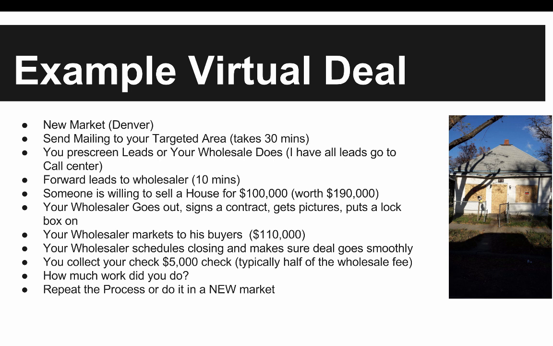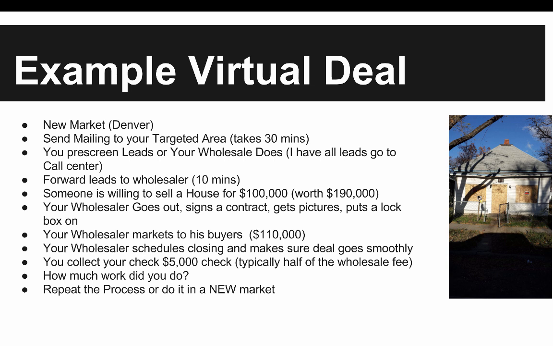And what you do is you find someone from that list that is willing to sell a house, say for $100,000, worth $190,000. So your wholesaler goes out and either signs a contract, depending on the wholesaler you work with, under his company, or you give him a contract and he signs under your company, or you send the seller a contract to have them sign. What your wholesaler then does is get lots of pictures of the property, puts a lockbox on it. We always get a lockbox on these properties. And then your wholesaler goes out and markets to his list of cash buyers.